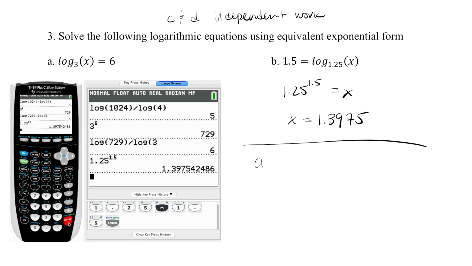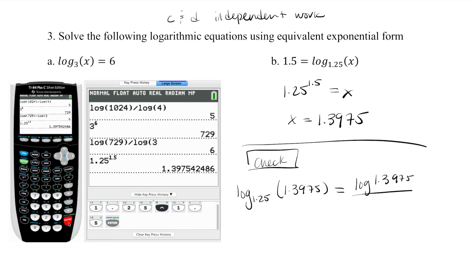And again, to check our work, and we are going to get something close, but not exact, since I'm rounding to 4 decimal places, and the calculator gave us more than 4 decimal places. You type in log base 1.25 of 1.3975, which is done through the change of base formula. So log of 1.3975 divided by log of 1.25. I'm pulling up our handy dandy but outdated TI calculator.